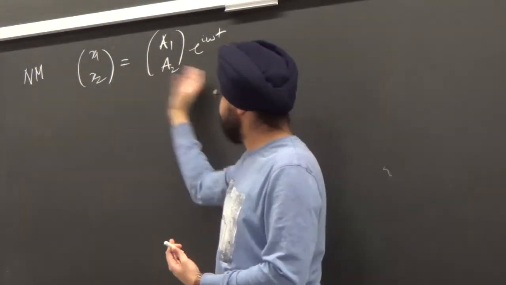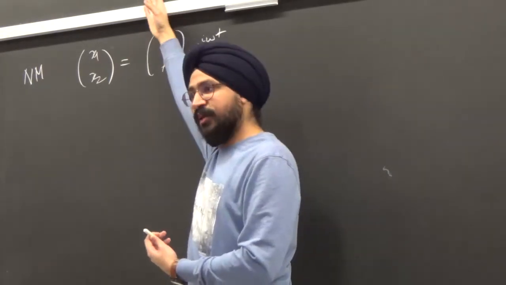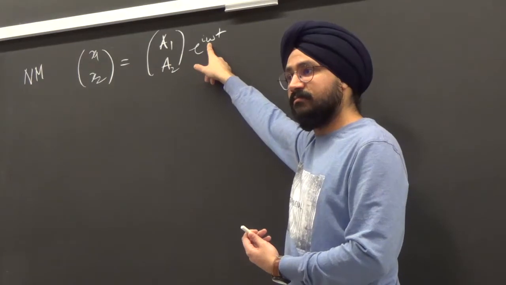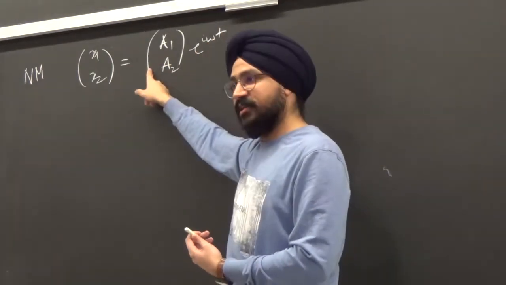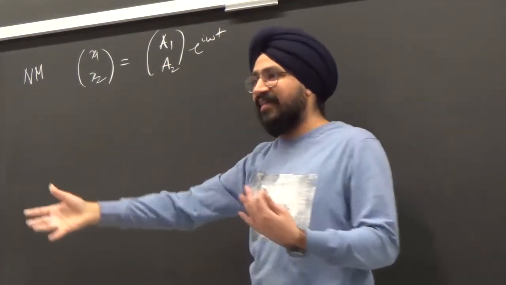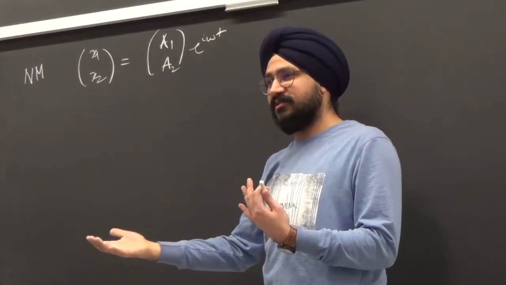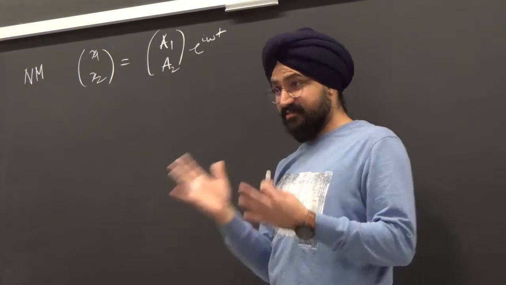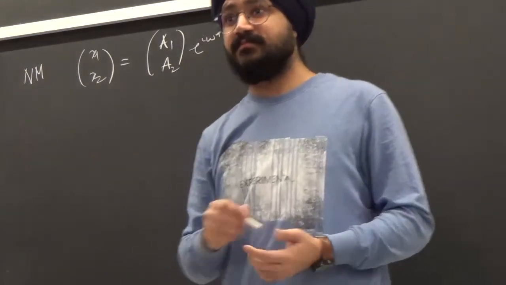So you take this whole ansatz, you plug it back into the equation of motion. From there you find out the omegas, and then you find the A1s and A2s, and then you just add them up together to get the whole solution. Is that okay with everyone? I'm guessing it's okay with everyone, hopefully. If you have questions, please ask me.